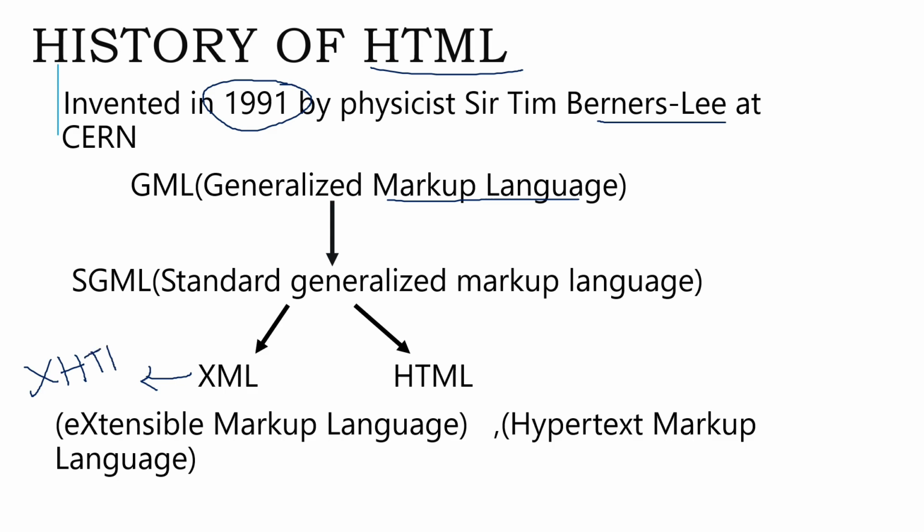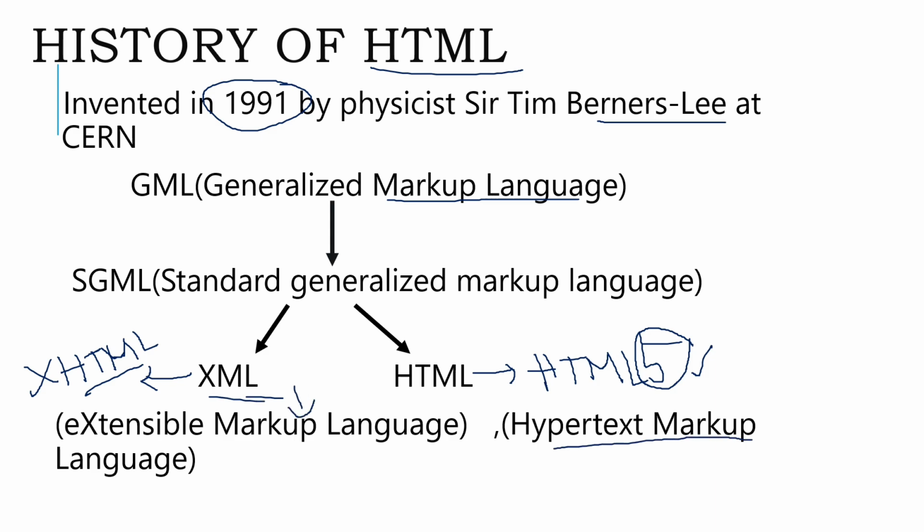XML had an improved version, XHTML, and the improved version of HTML was HTML5, which is the present version. HTML is not a programming language, it is a markup language. HTML stands for hypertext markup language. Here is the basic history we should know about HTML before going to what is HTML.